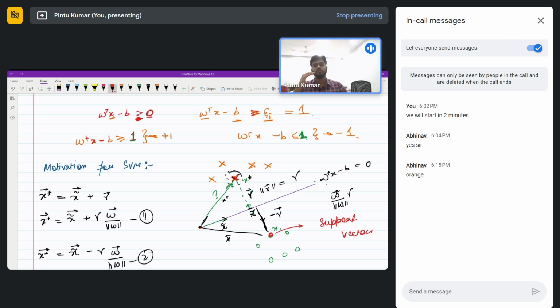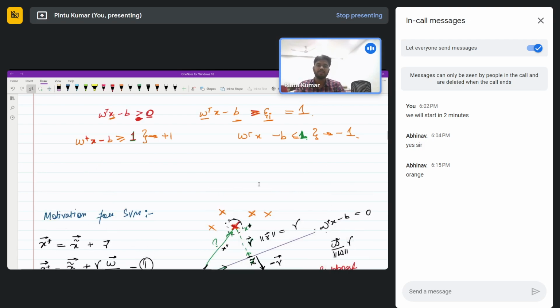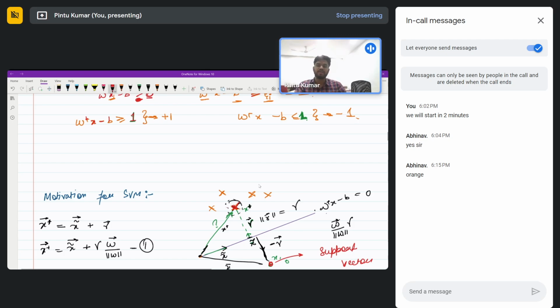Because even if you remove all other points from your data set and you just keep these support vectors, you will get the same separating hyperplane. So because this method is just based on these points, the closest points, that's why this method is known as support vector machine.